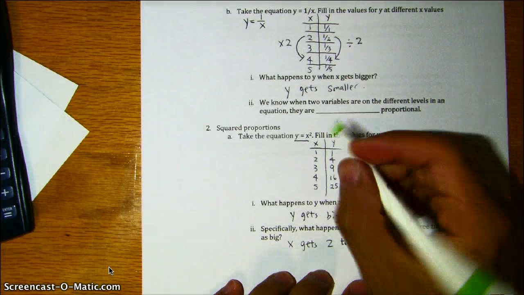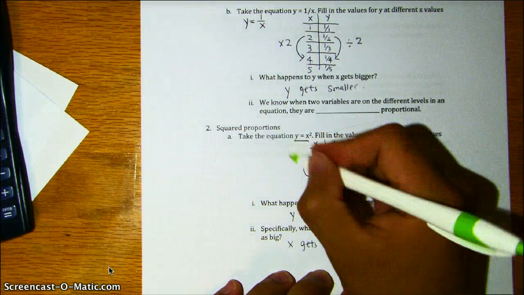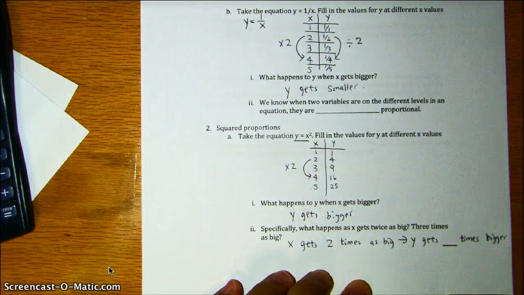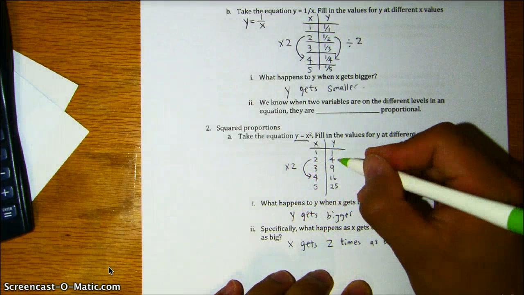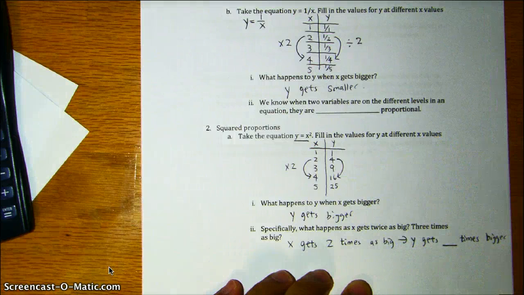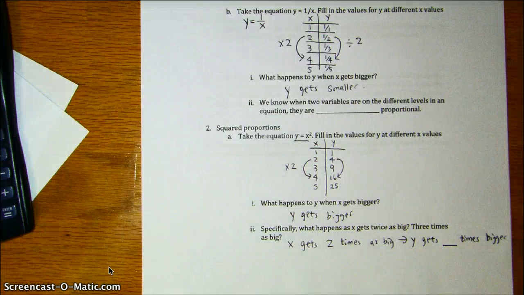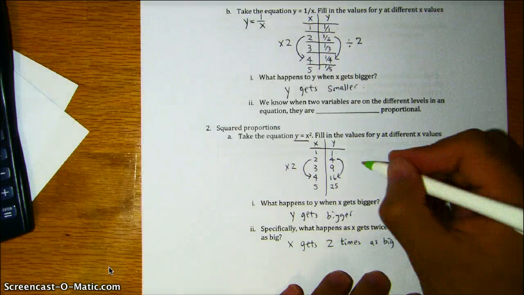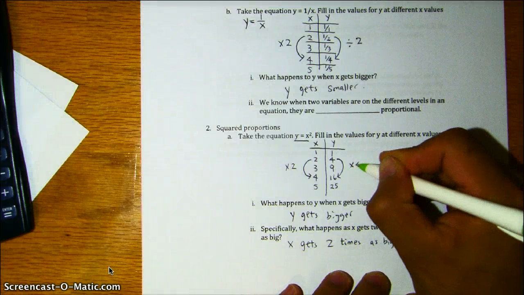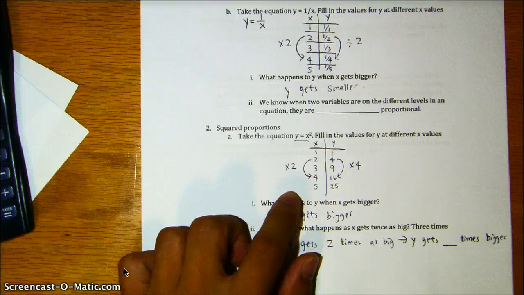Now, let's choose when x goes from 2 to 4, it's getting 2 times bigger, which is what we want. Let's take a look at what y goes through. Y goes from 4 to 16. Well, going from 4 to 16, how do we get from 4 to 16? Well, we multiply by 4. So when we multiply 2 to x, we multiply 4 to y.